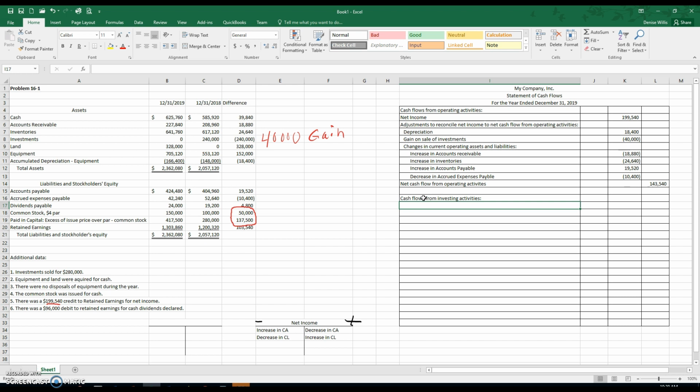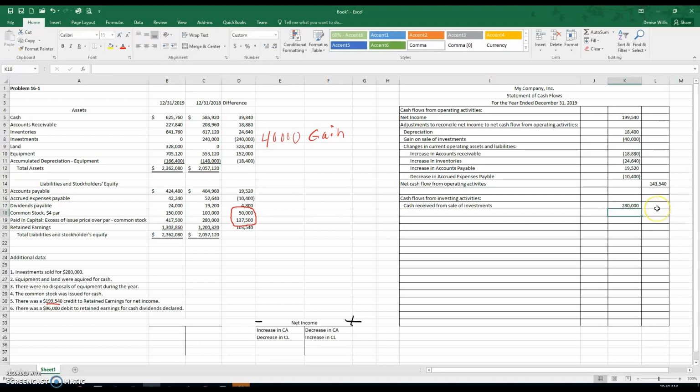Okay. These investments that we sold over here, this was a source of cash. We had a $40,000 gain. We washed the gain out up here in the operating section, but in the investing section, we're going to recognize the entire $280,000 that came in cash. So cash received from sale of investments. Okay. And that amount is $280,000.